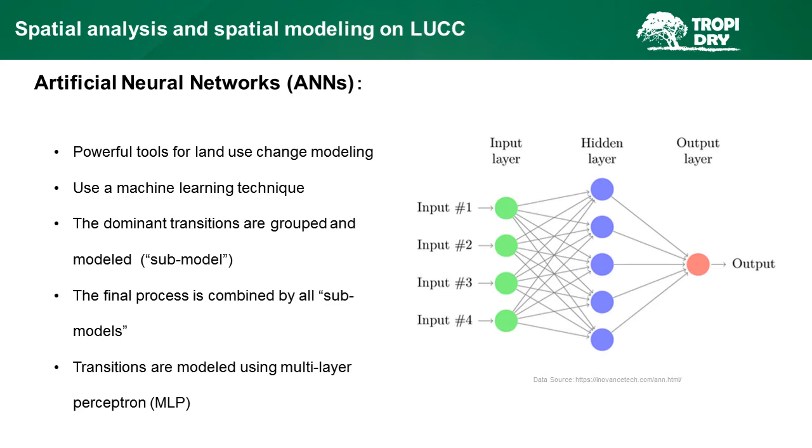The main objective of this model is to review and describe the changes in the land use system. Change analysis is based on the identification of the main drivers of land use changes in the study area. The dominant transitions that can be grouped and modeled separately need to be identified, and they are called submodels. Each submodel is combined with all other submodels in the final change prediction process. Transitions are modeled using a multi-layer perceptron.